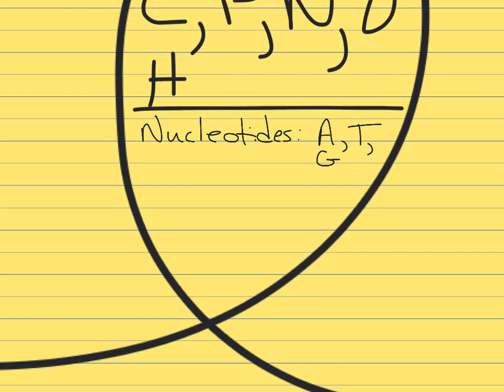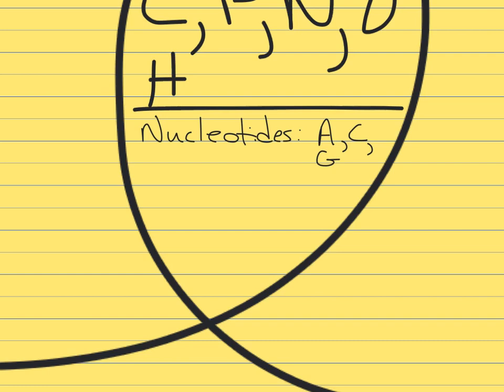A is adenine. Huh? Oh, yeah, I don't even know what I'm thinking. You're right, it's not T. It's A, C, and G. All right, cytosine. We're all good? All right, so those are the three.